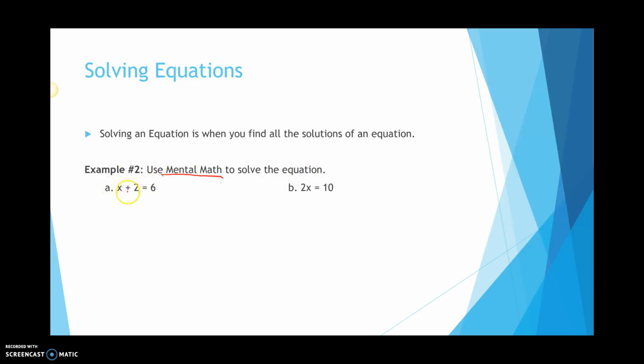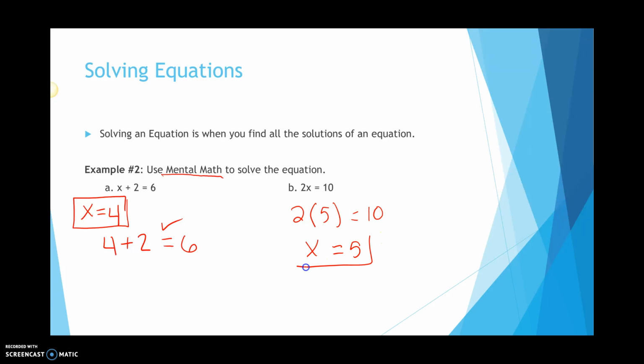So we have to think what plus 2 is going to give me 6? Well, what could be the number for x? Well, if we substitute 4 in for x, let's see if that works. So 4 plus 2, does that equal 6? It does. So my answer here is x equals 4. For B, we have 2x. So 2 times what will give me 10? Well, 2 times 5 gives me 10. So we're going to say x equals 5.